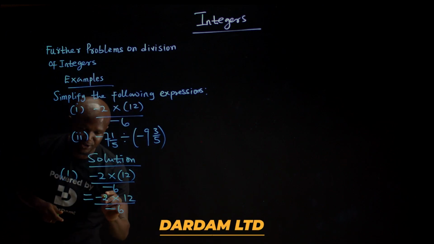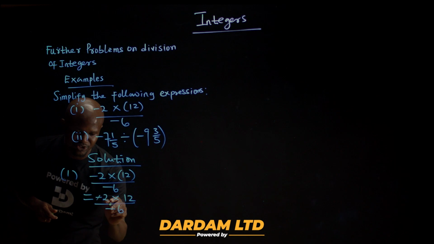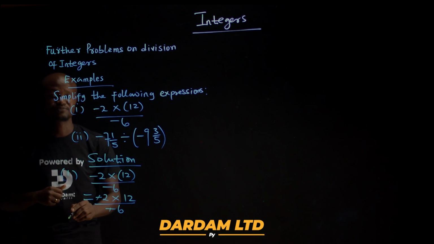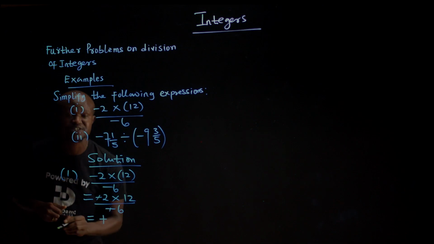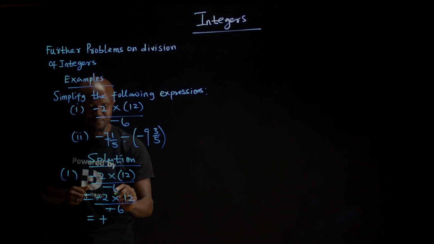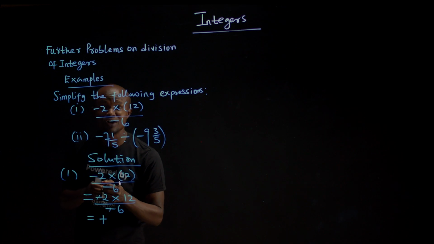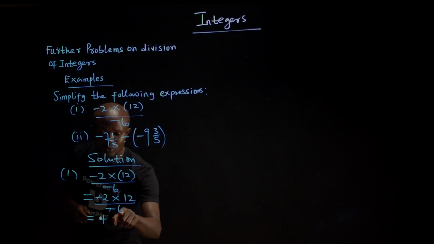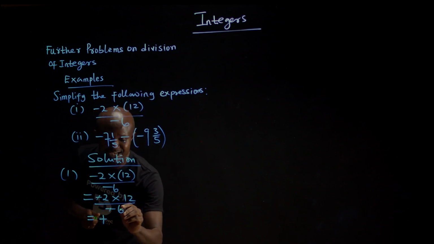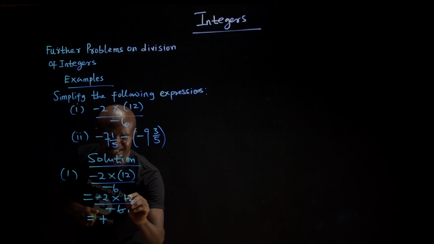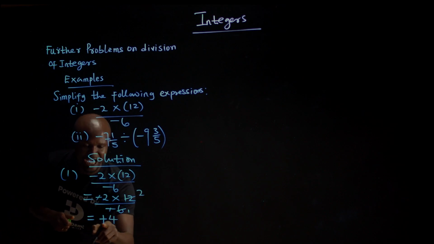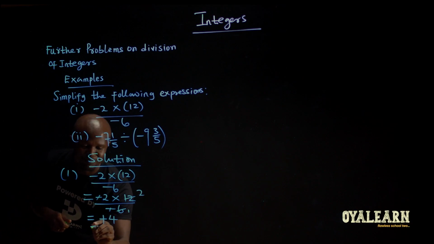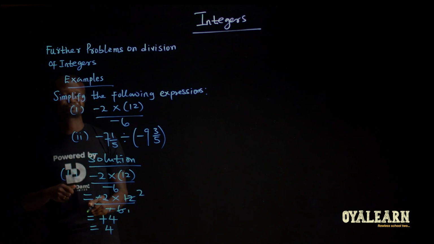From our rules of division, minus divided by minus will give us what? It will give us positive. So in that case, the answer we are going to have must be a positive answer. Now from the numerator we have 12, denominator we have 6. So 6 here 1, 6 here 2. So we have 2 times 2, that will give us 4. So we are having plus 4, and this plus 4 is the same thing as 4.